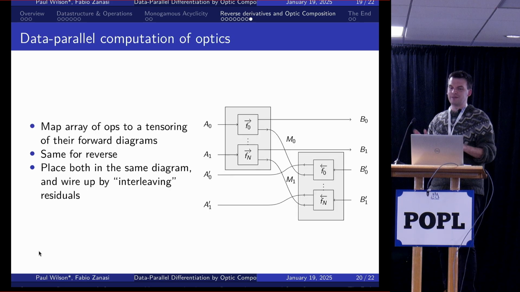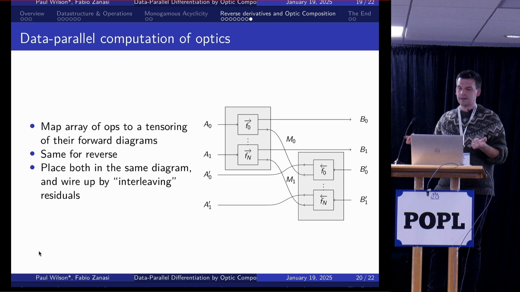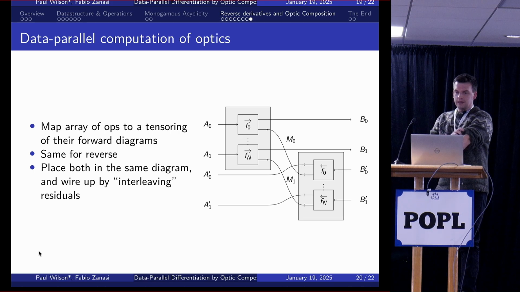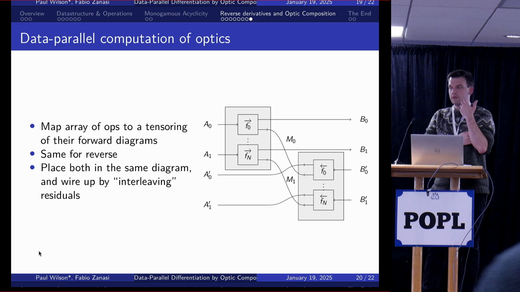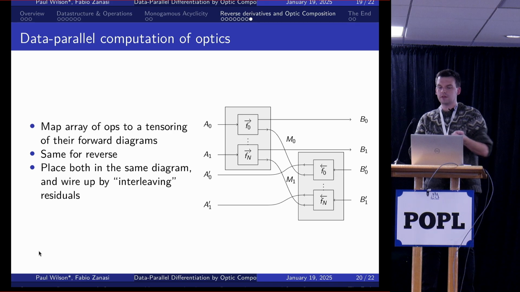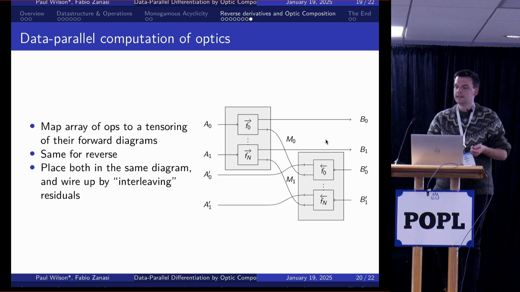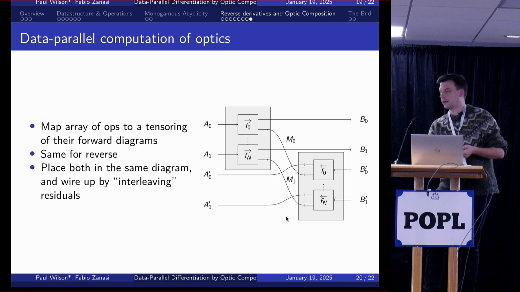So just to try and convince you that computing this diagram is actually data parallel, the basic thing is for each operation fi in your input term, you compute its forward map and you stack these up. That's basically just a map over an array. You do the same with your reverse maps. You have to do a bit of funky wiring here.